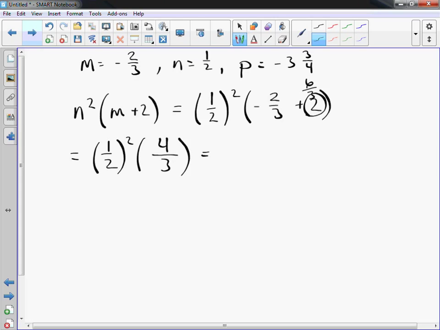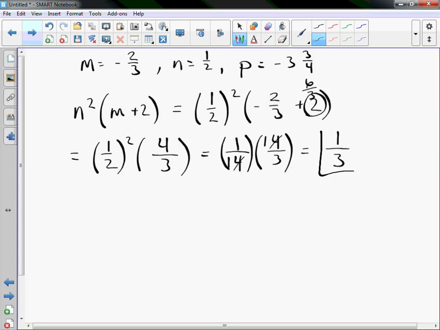So 1/2 squared. 1 squared is 1, 2 squared is 4. So when you square a fraction, you square its numerator, then you square its denominator. Okay, so we have 1/4 times 4/3. Okay. Now you can either multiply straight across, or if you notice that there's something that can cancel numerator to denominator, this 4 cancels, becomes a 1. With this 4, when it's a 1. So 1 times 1 in the numerator is 1. 1 times 3 is 3 in the denominator. 1/3 is our answer.